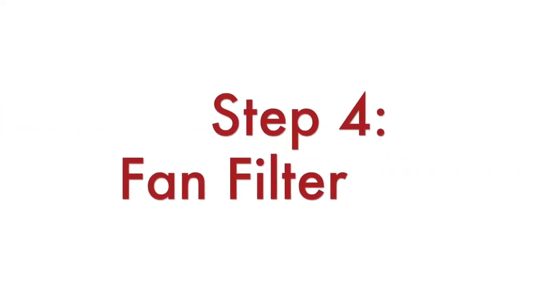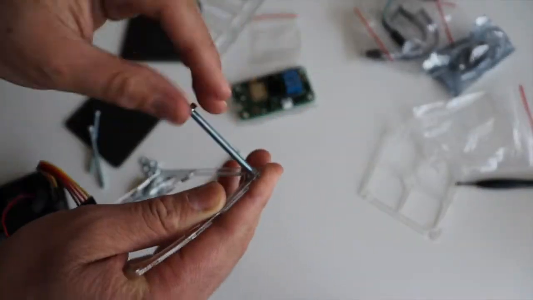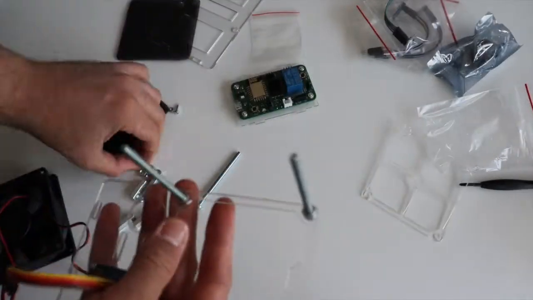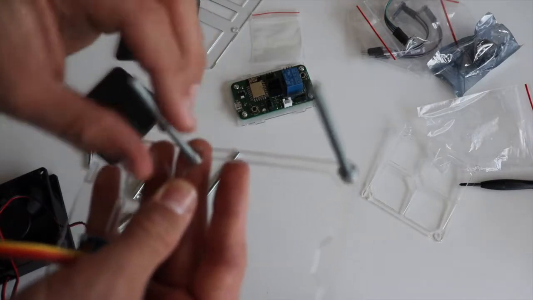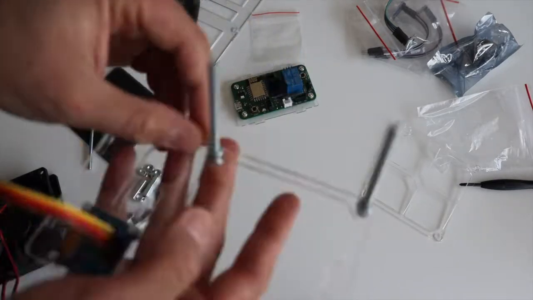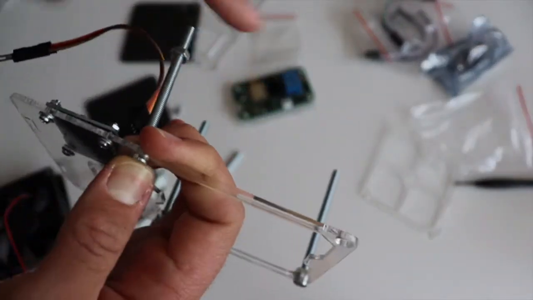Step number 4. Mount the 80mm fan filter. Use the 4 M4 long screws and 4 of the M4 nuts. The filter should be placed between them. Each kit includes 2 filters. Mount only one of them and keep the other one as a replacement.